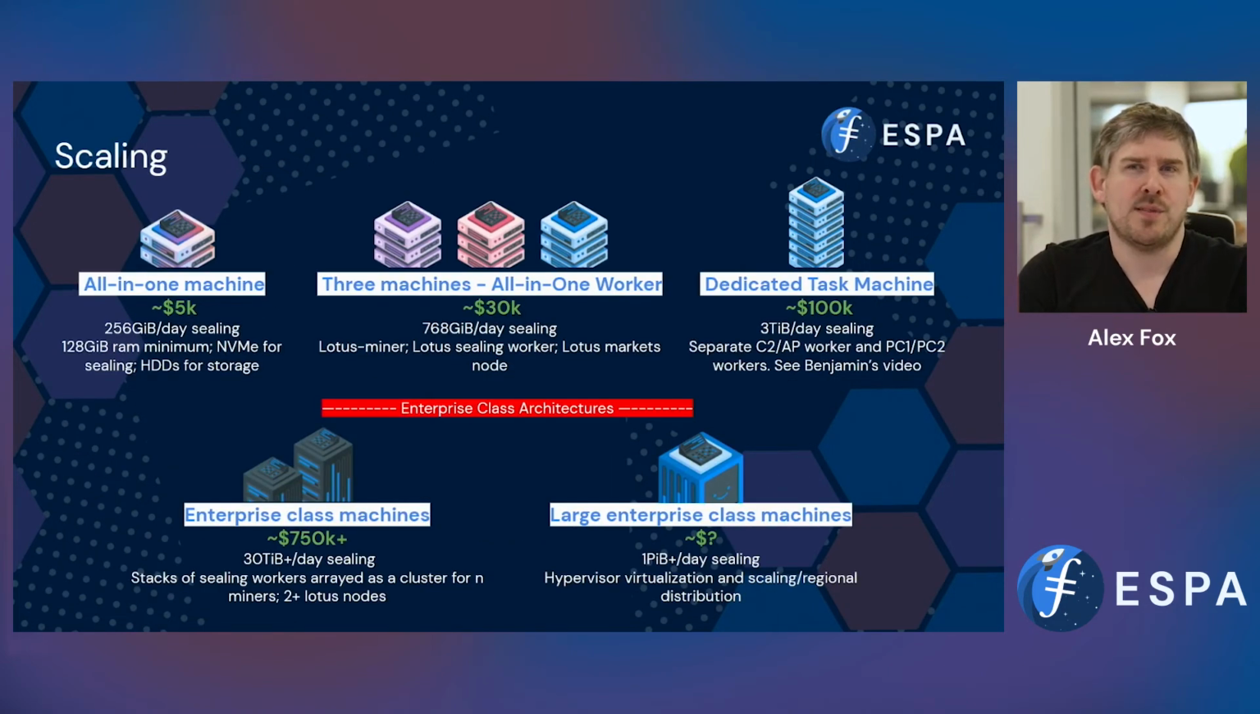So here's some examples of what you can expect for your money. Starting at around $5,000, we can get an all-in-one machine. You can run the Filecoin node, Filecoin miner, the Lotus node and miner, perform the sealing processes all in one machine. We can easily get 256 gigabytes per day sealing capacity in that. We're looking at least 128 gigs of RAM in that, and some NVMe drives.